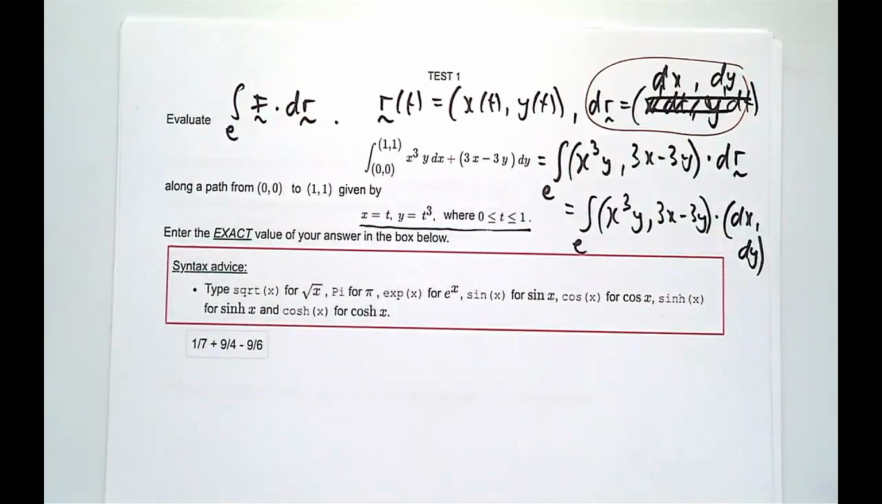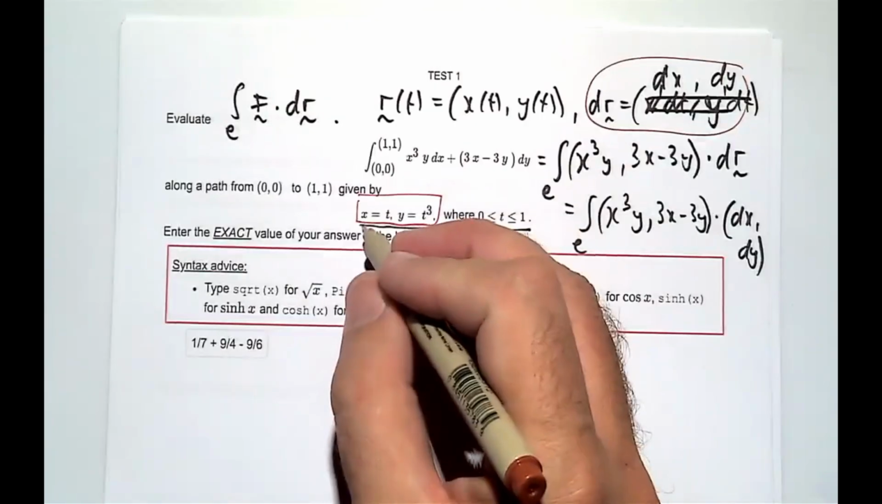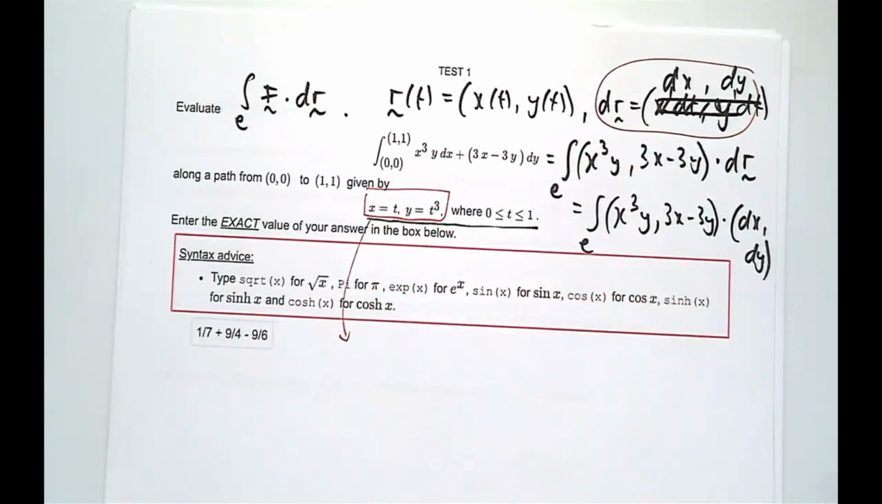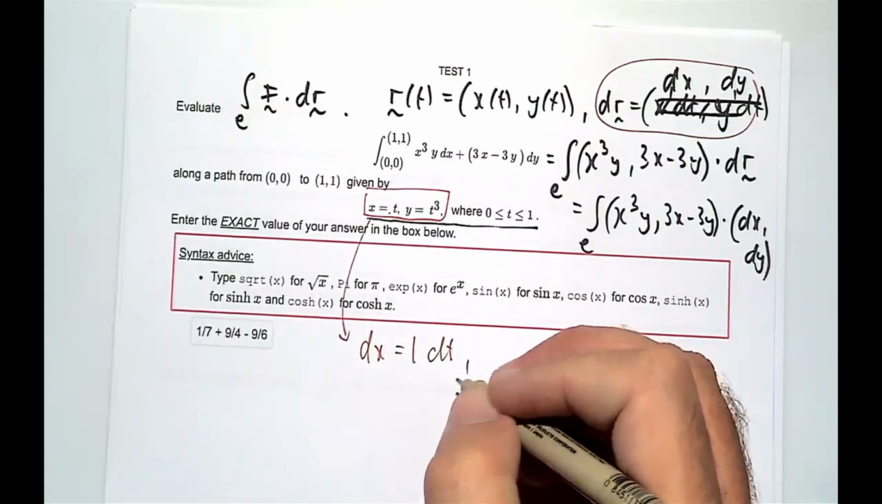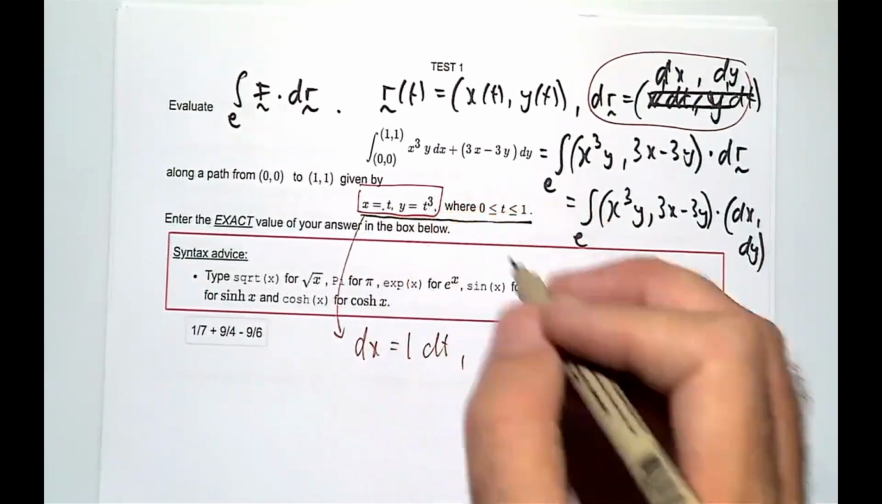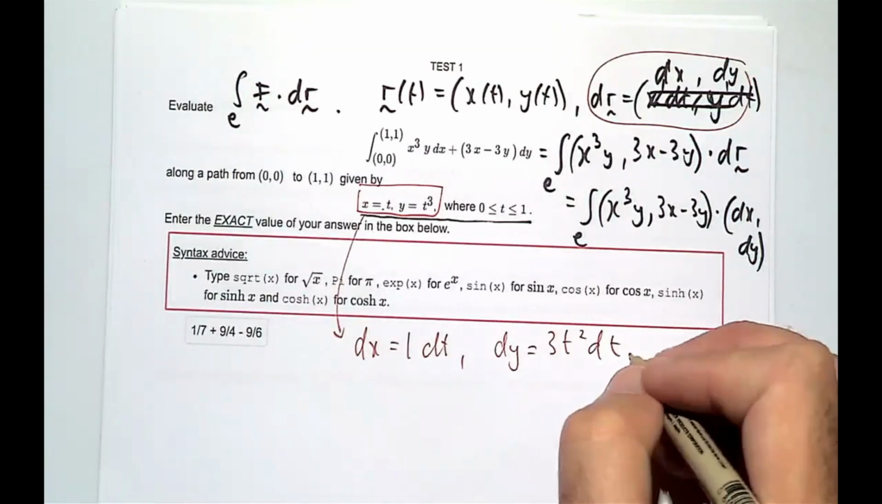Okay? So think of it as a dot product that you can expand and you've got the same sort of integral. Okay, so how do you actually compute it? Well, you can do it a number of ways, but the secret is basically here. If x is that, then dx equals 1 dt. Just differentiate. And if y is that, dy is 3t squared dt.